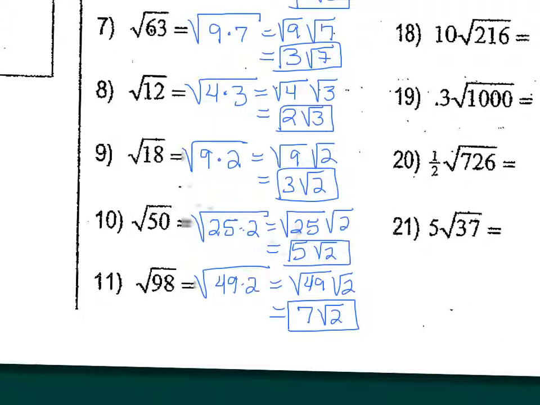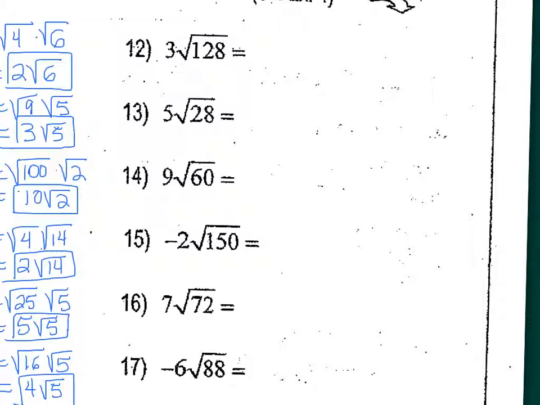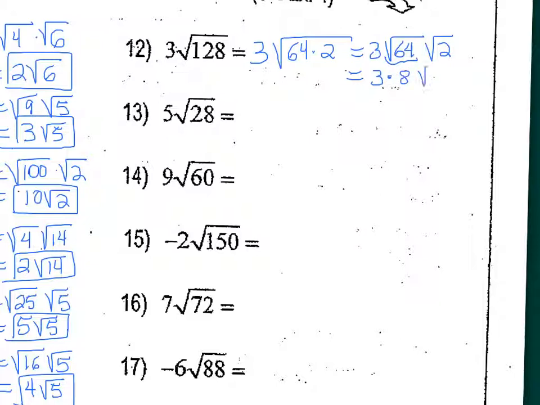Problem number 12. Let's simplify the inside first. So we keep the 3 and the 128. Which is the greatest perfect square that goes into 128? 16? Is 16 the greatest? 16 divided into 128 is 8. 64 times 2. Awesome, that is the greatest number. Good job, Matthew. So this is 3 square root of 64 square root of 2. Again, square root of 64 is what? 8. Keep the radical 2. 3 times 8 is 24, and then square root of 2.